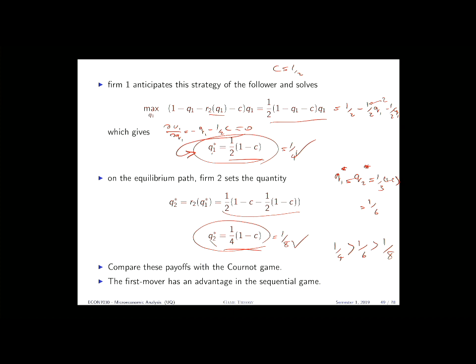And when players move simultaneously, obviously their payoffs, their quantities would be somewhere between the first mover and the second mover. Okay? That's the Cournot outcome, and these two are Stackelberg outcomes.